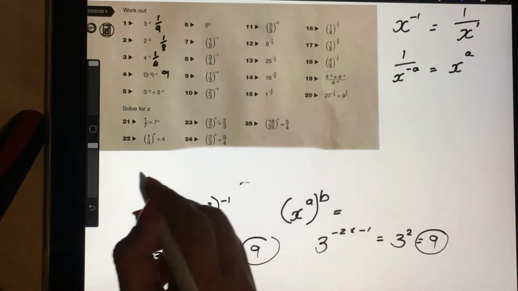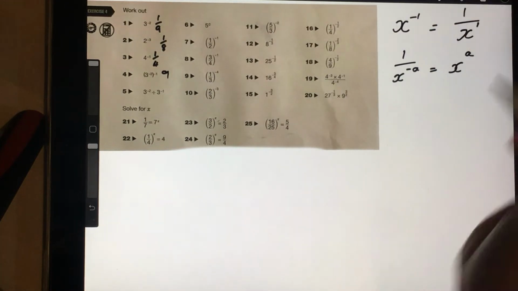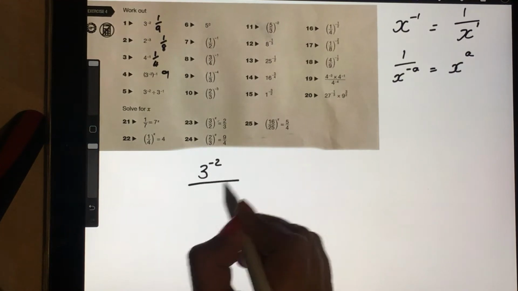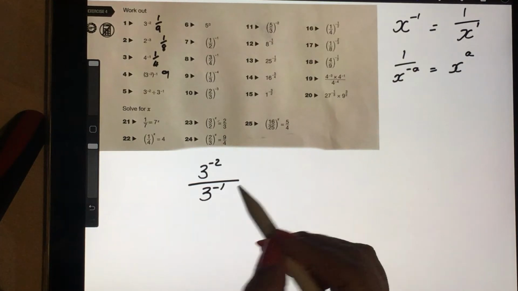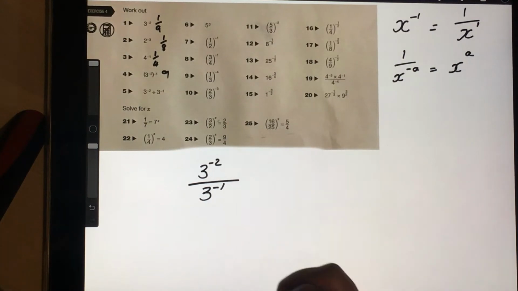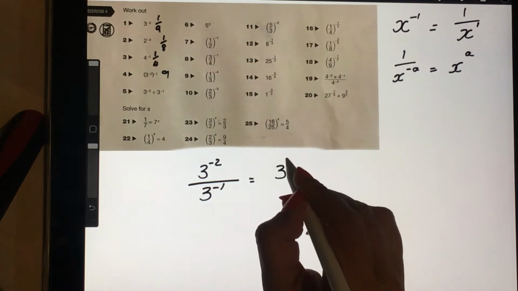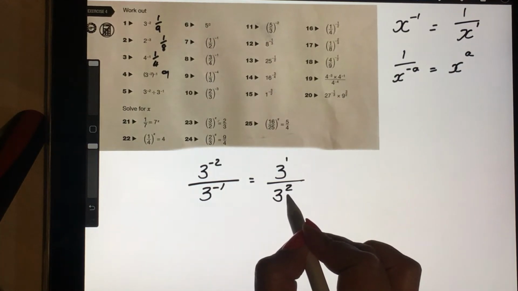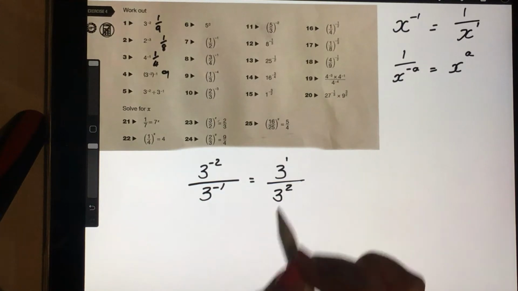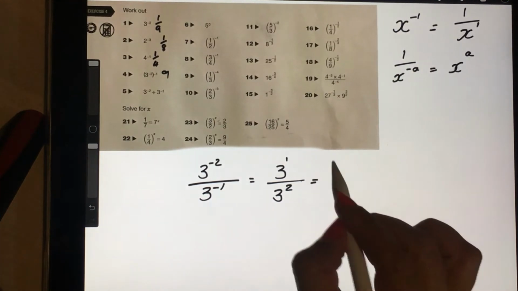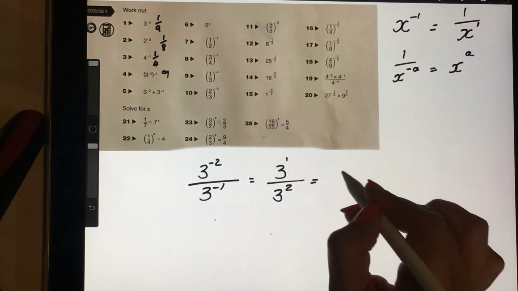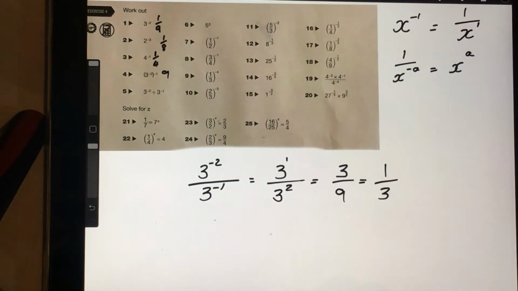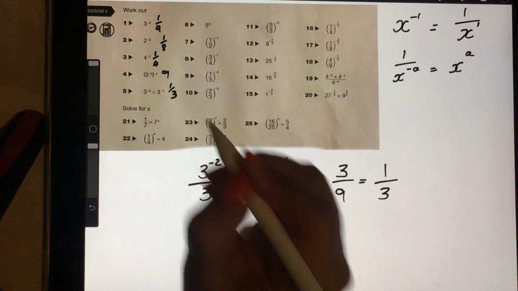Right, let me just make a little bit of space here for us. Good. Now for number 5, we've got 3 to the power of negative 2 divided by 3 to the power of negative 1. Now whenever we see a negative 1 in the denominator, we know that it's going to become a positive in the numerator. So all we do is we flip this whole fraction. The negative 2 becomes a positive 2 in the denominator, and the negative 1 in the denominator becomes a positive in the numerator. And then we can either cancel it out, or we can say 3 over 9, and we can simplify that to 1 over 3. Right, so the answer for number 5 is 1 over 3.